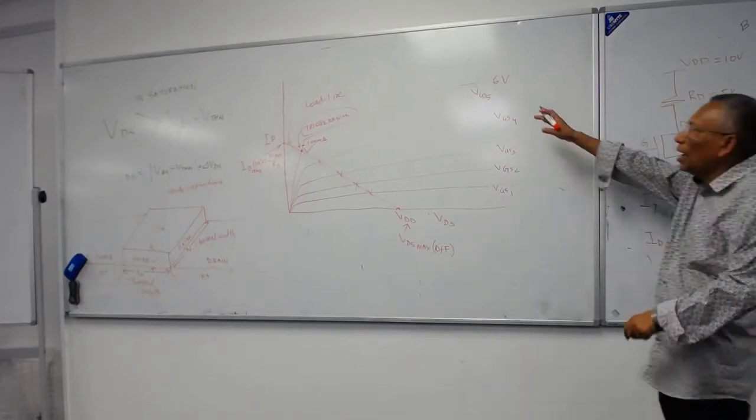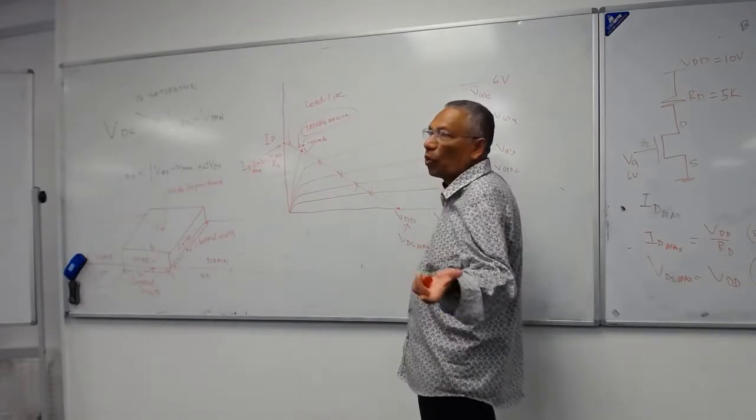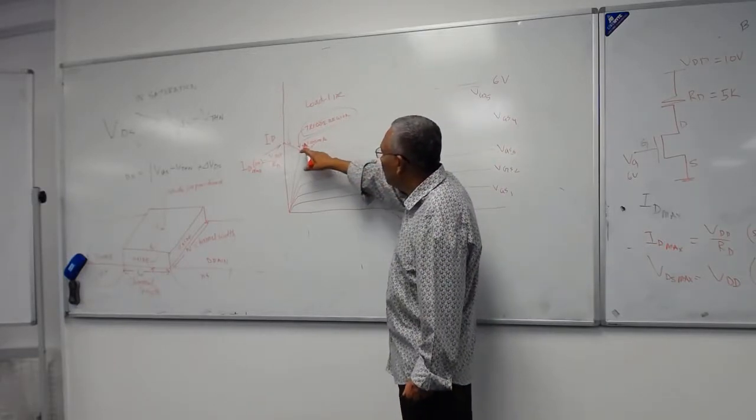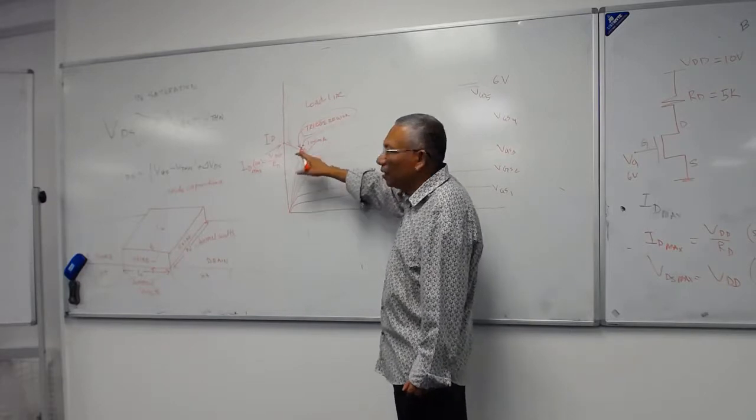So this is the behavior of the transistor given. Nothing else is known. Only you have this 100 milliampere, 6 volts. At 6 volt VGS, you'll get 100 milliampere. So if you have any current below it, then you're fine.